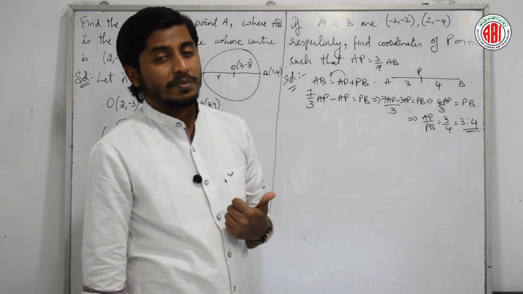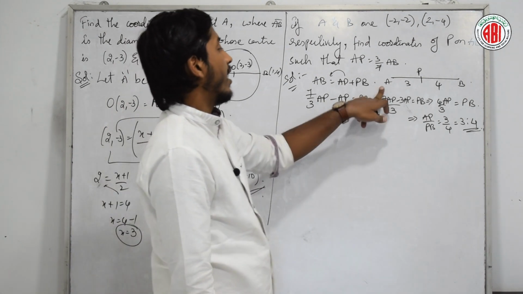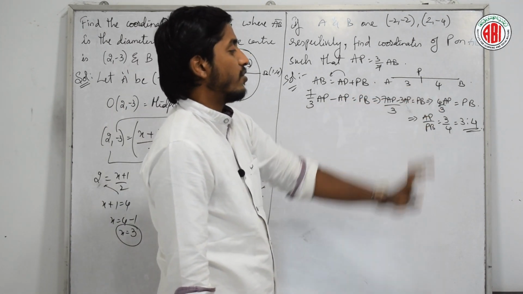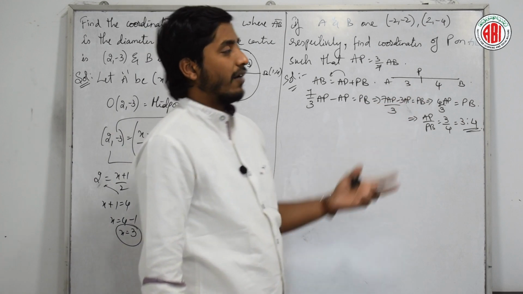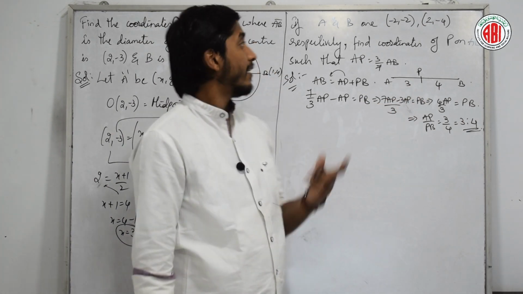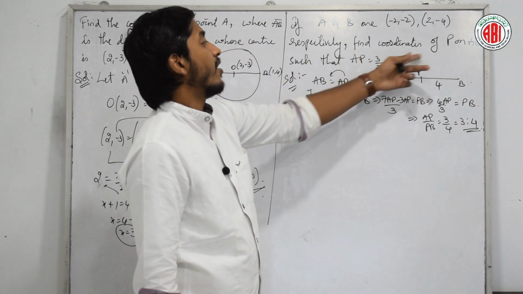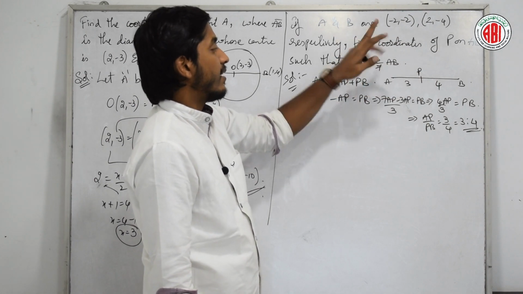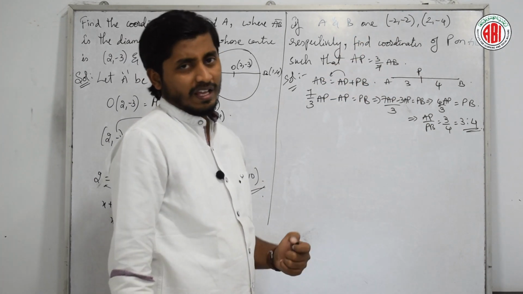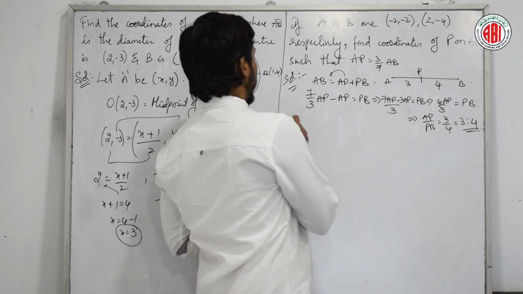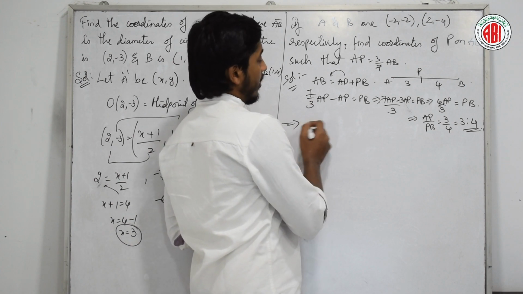Is it right? Did you understand? Now look here, from the point A and the point B, keeping the ratio 3:4, we will find out the value of P. Is it right? That's what the question is, right? Find the coordinates of P such that AP is 3/7 of AB. Look here, what is there?